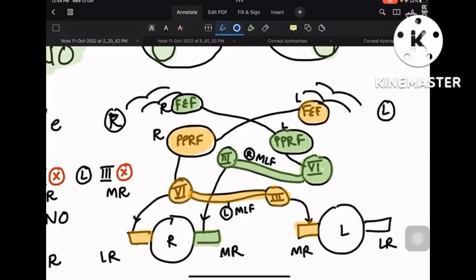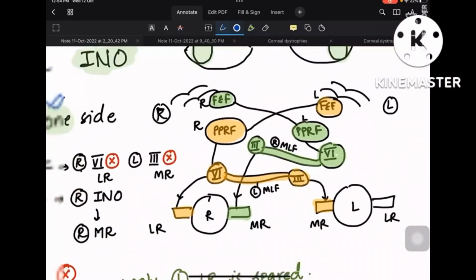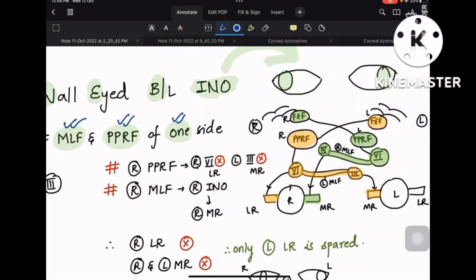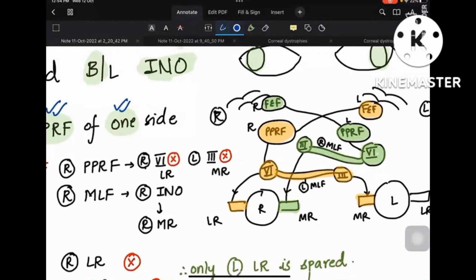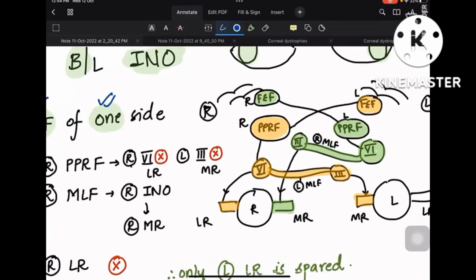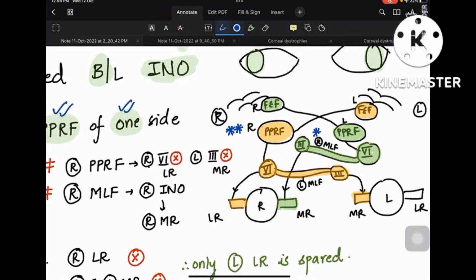so yeah, look at this. Let us suppose there is a lesion in the right-sided PPRF and right MLF. Okay. So now the lesion is in right PPRF and right MLF. Do not mark MLF based on the location, guys. Mark the MLF always based on the third nucleus which it is supplying at the end point.